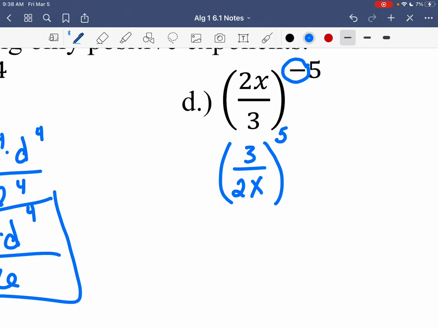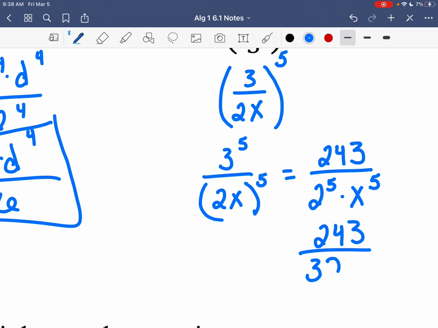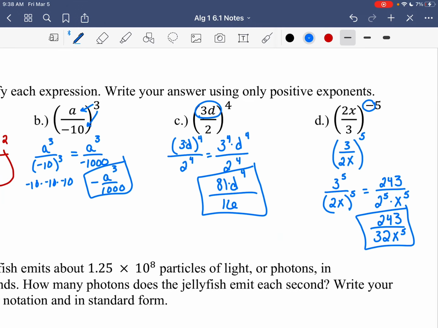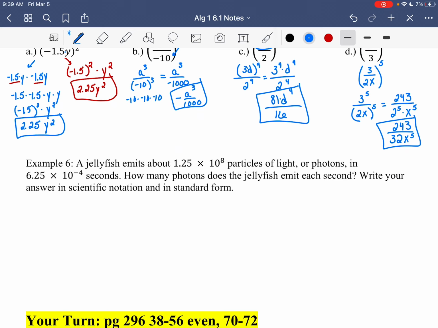Okay. So now this 3 to the fifth will have numerator to the fifth over denominator, whole denominator to the fifth. So numerator to the fifth, 3 to the fifth, I can multiply that out. 3 times 3 times 3 times 3 times 3 is 243. And then denominator, I'm going to have 2 to the fifth times x to the fifth. 2 to the fifth, 2 times 2 times 2 times 2 times 2 is 32. So we'll have 243 over 32 x to the fifth. And check to see if that simplifies. I don't believe it does, and there we are.